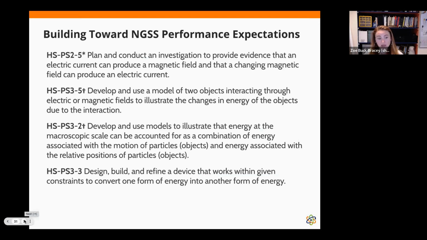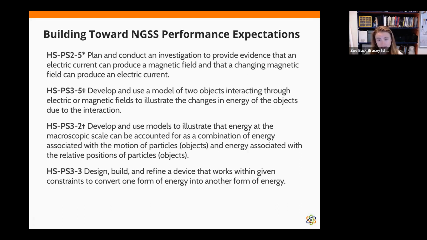Those indicate that this is not the only place in the unit. If it's an asterisk, it's not the only place in the course where that performance expectation is covered. So we may not get to all of it, but if taken together with the other place where it is covered, we are covering the entire performance expectation. So that's what the asterisk means. The dagger means that it is covered over different courses. So if there's a dagger, that means that this may have been developed in an earlier course, such as biology or chemistry.